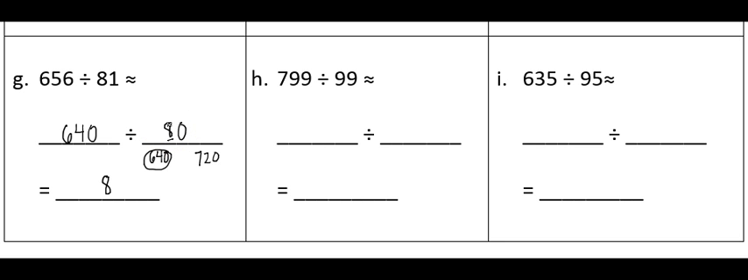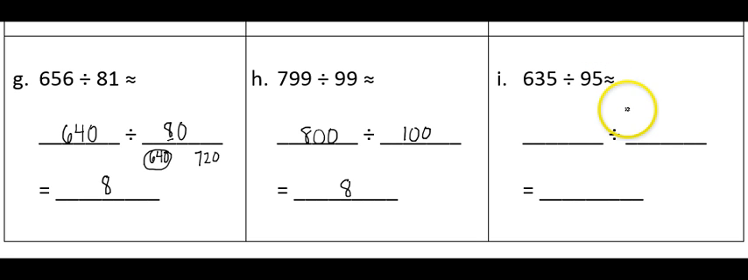Here I have 799 divided by 99. 99 rounds to 100. And I know, thinking in terms of my multiples of 100, that is very close to 800. 800 divided by 100 would be 8. There are 8 groups of 100 in 800.